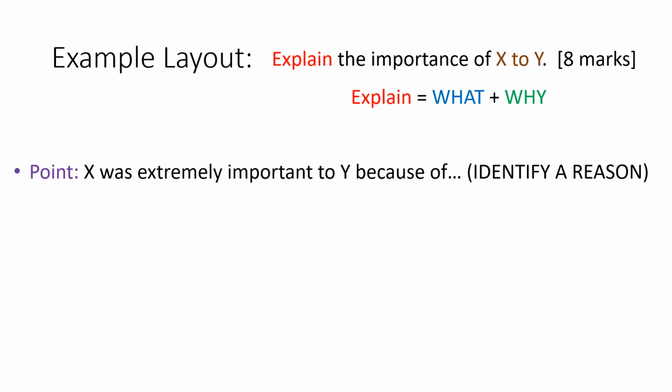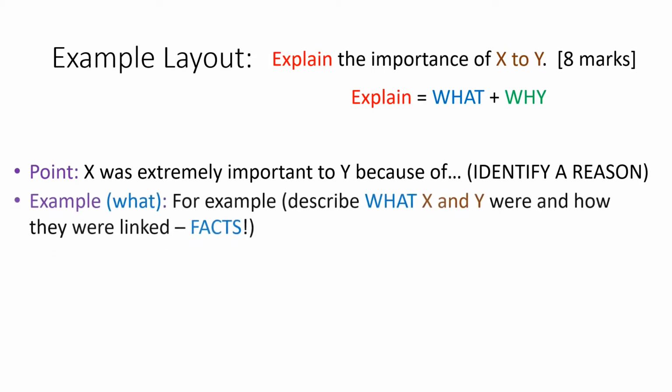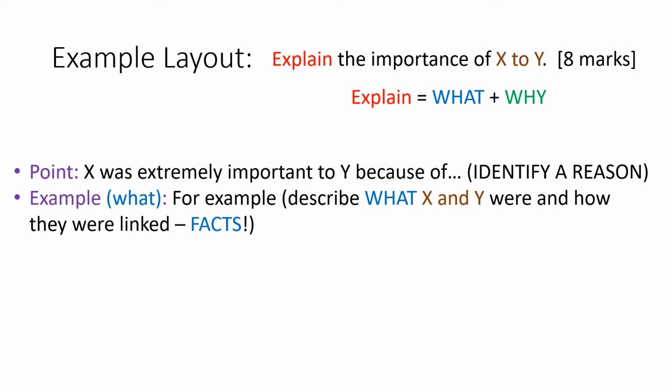First of all, you always have to come in and say why it was important. X was extremely important to Y because of, and give a reason as to why it was important. You are trying to convince the examiner. This isn't a discussion question, you are convincing the examiner that it was the most important thing in the world and it was so crucial. Then we need to apply our what and our why. Our next bit is our what, our example. What were X and Y? How did they interact? How did they work together? What do you know? This is you giving some facts, reciting that knowledge.